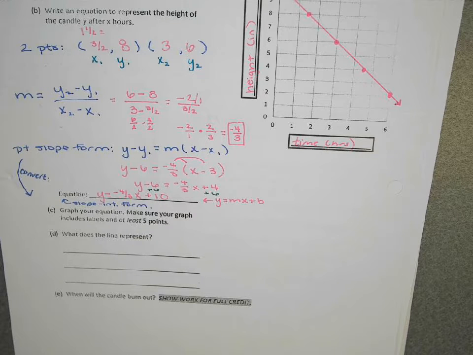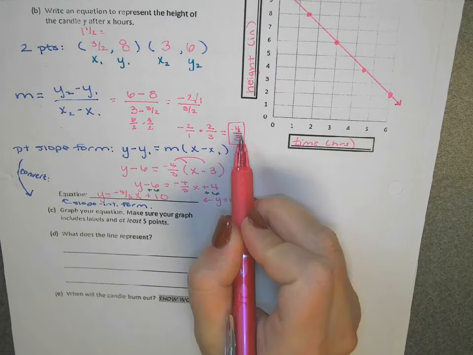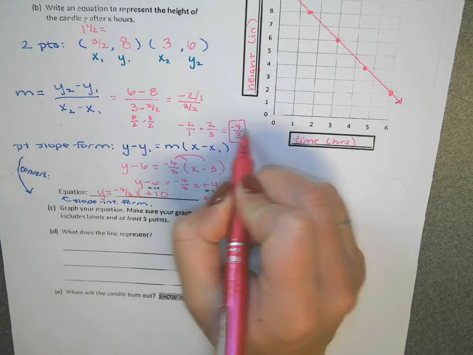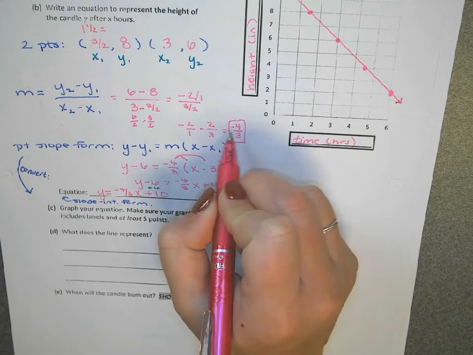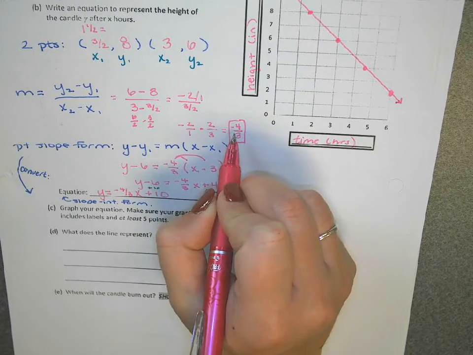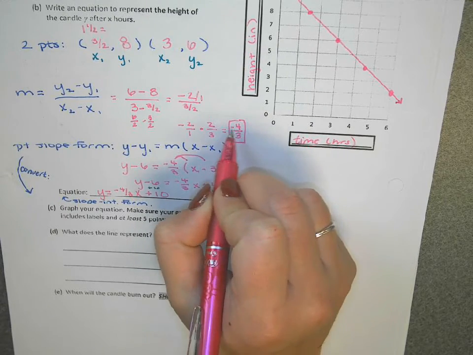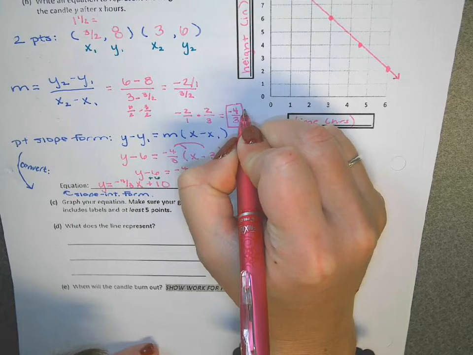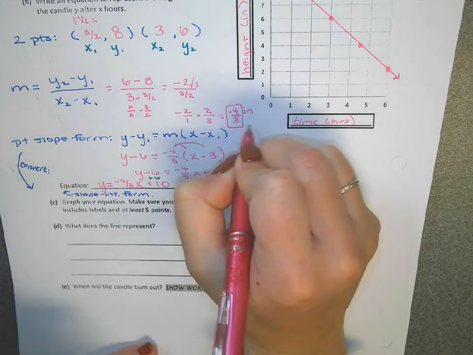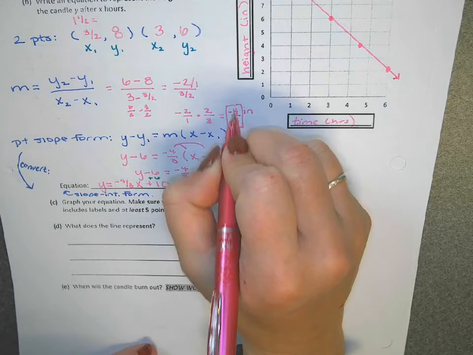Yes, the height of the candle over a specific amount of time. But let's actually put that idea of slope in there. So what is our slope? Our slope is negative 4 over 3. What was the top, our y measured in? What was y measured in? What unit? Height, which was measured in what unit? Inches. So negative 4 inches, what was the 3 measured in? Your x. Your y's over your x's.